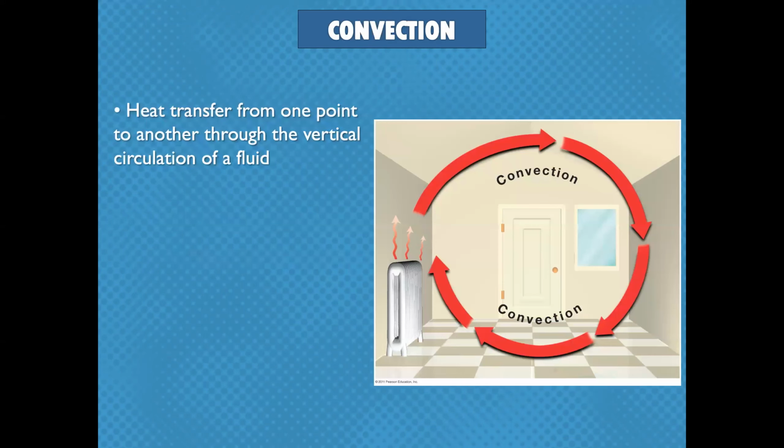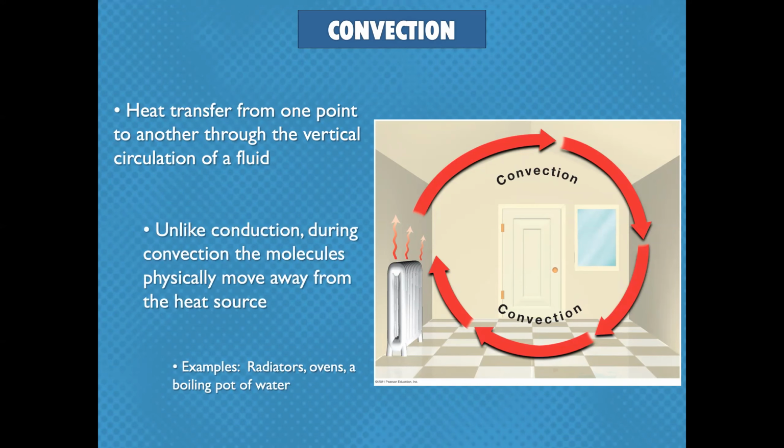Convection, heat transfer from one point to another through a vertical circulation of fluid. If you have a home with these sort of heating coils, you are using convection to heat your house. You may have a convection oven to help heat and cook your food. Same basic principle.